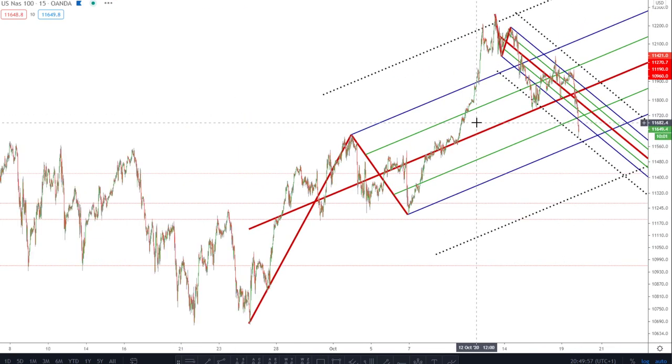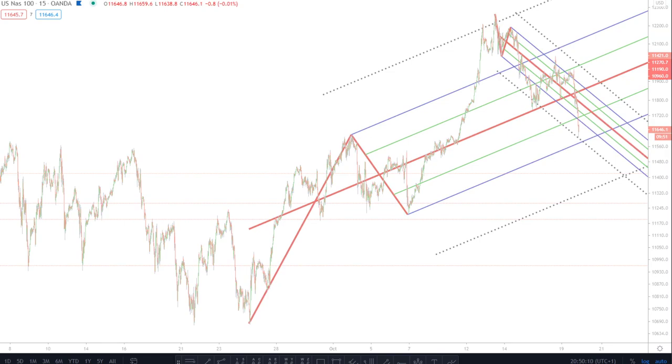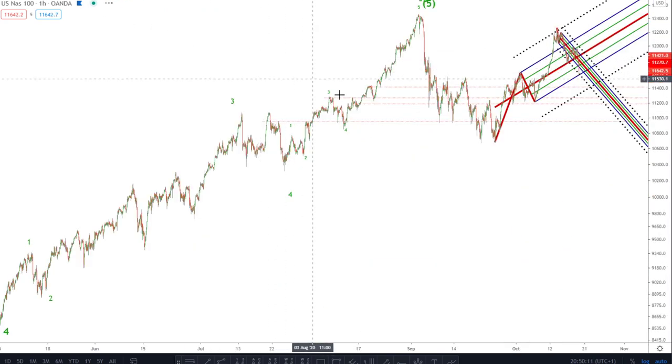Prior to the US election, I wouldn't be surprised that we don't see a major sell-off straight away. You might see just a lot of sideways price action running into the US election. So that's basically just what I wanted to demonstrate here on the NASDAQ.